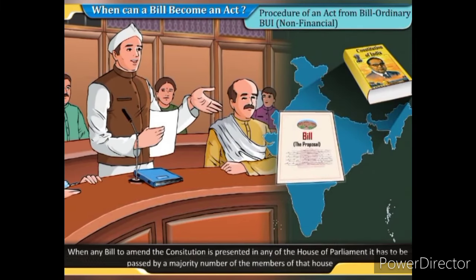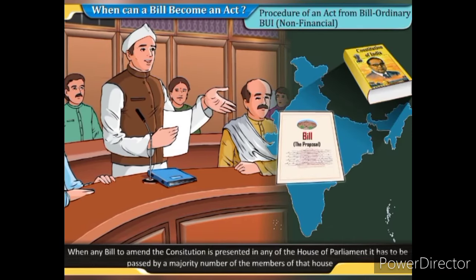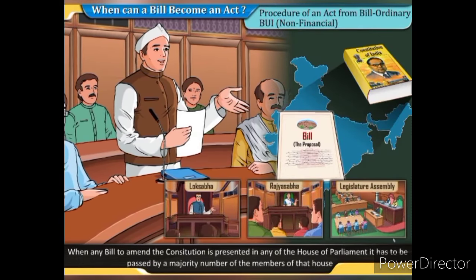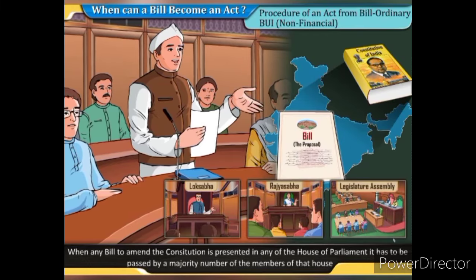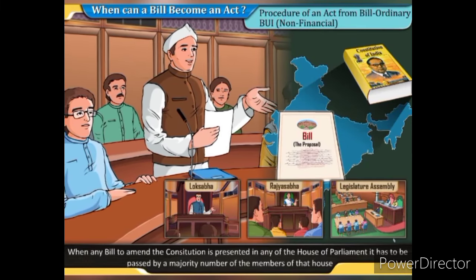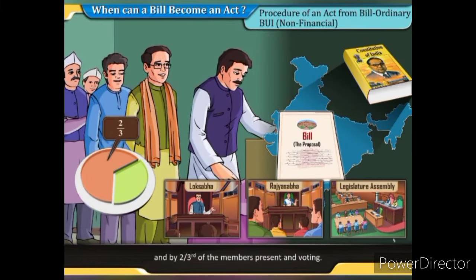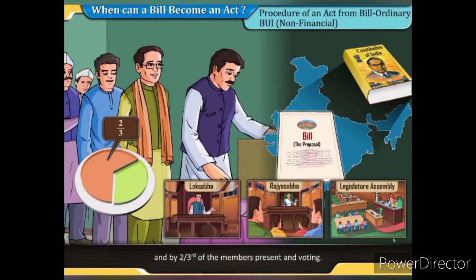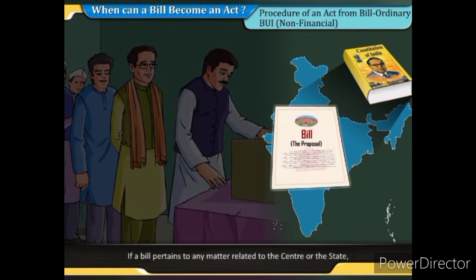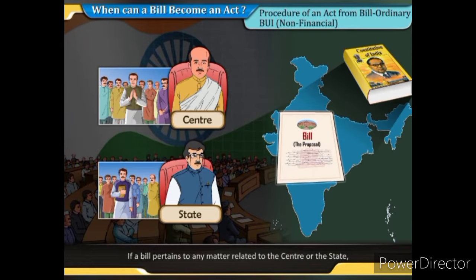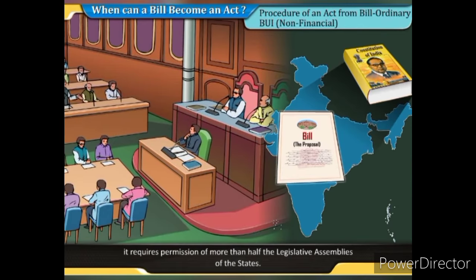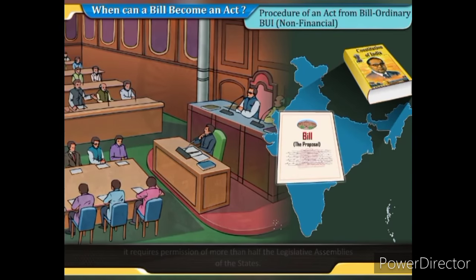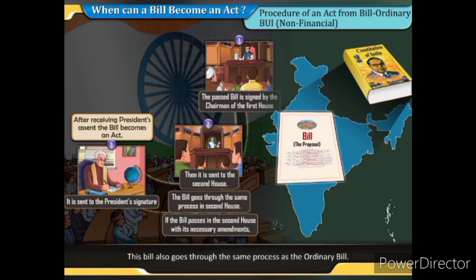When any bill to amend the Constitution is presented in any of the Houses of Parliament, it has to be passed by a majority of the members of that House and by 2/3 of the members present and voting. If a bill pertains to any matter related to the centre or the state, it requires permission of more than half the legislative assemblies of the states. This bill also goes through the same process as the ordinary bill.